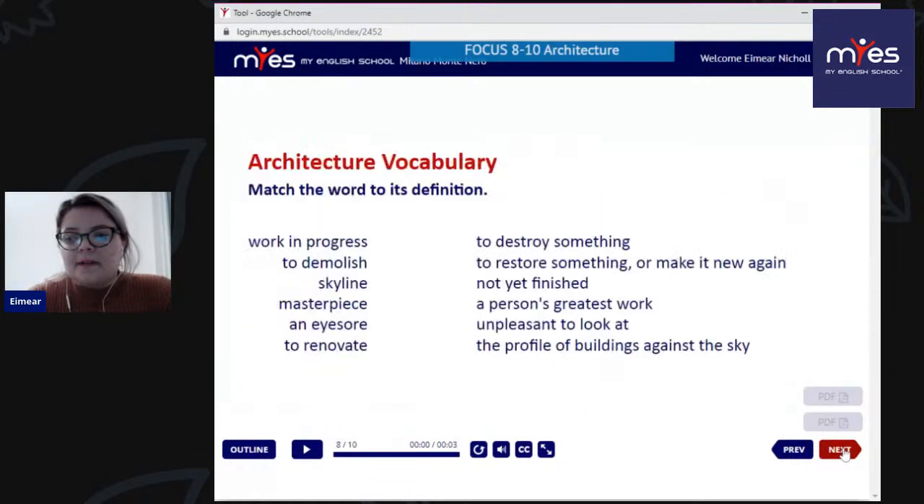We had some nice words here, some great architecture vocabulary, okay? Work in progress, to demolish, skyline, masterpiece, eyesore, and to renovate. So what is an eyesore in your city? And what is a masterpiece? What's a masterpiece in your city? What's an eyesore?